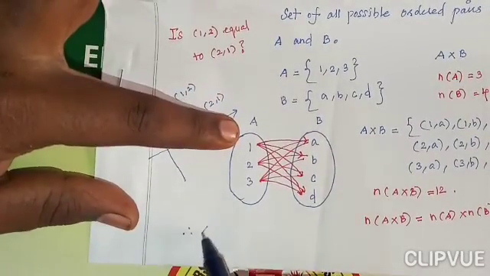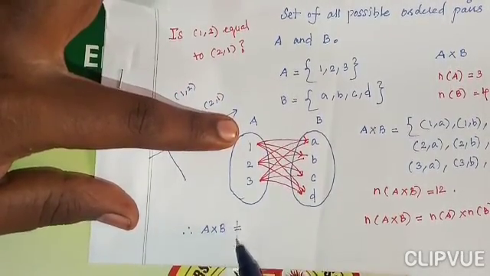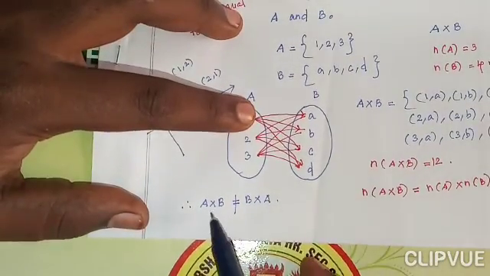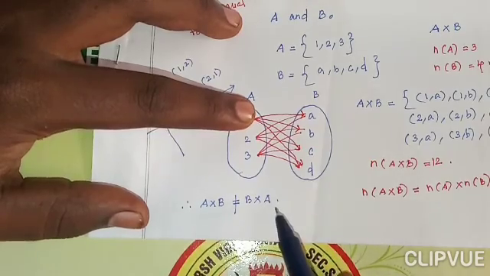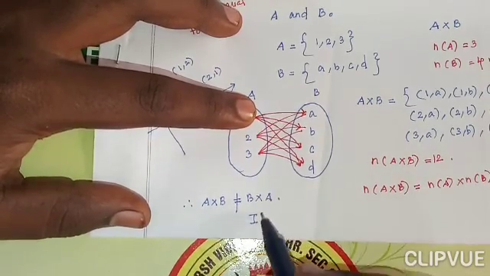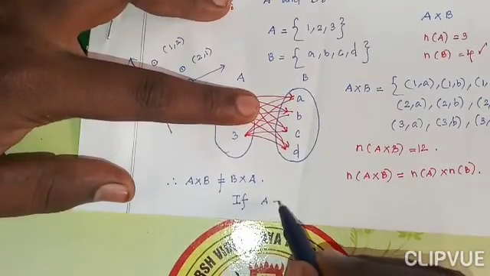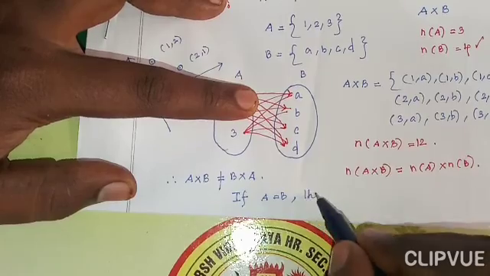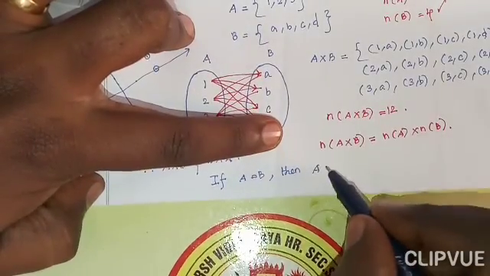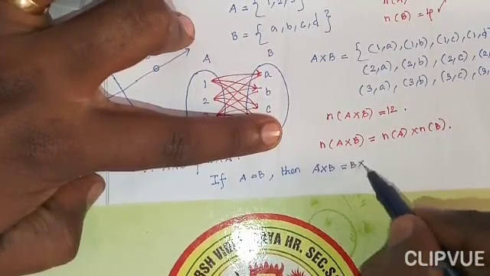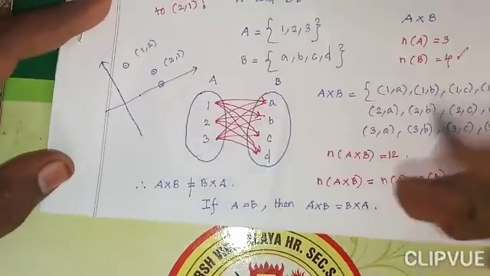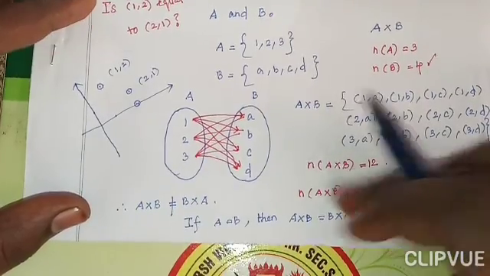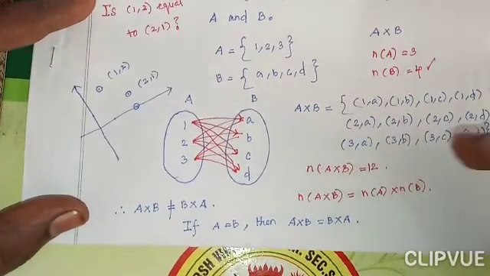one more important result: A cross B is not equal to B cross A. When are they equal? When A cross B equals B cross A, if A is equal to B, then A cross B equals B cross A. Yes, if the sets A and B are equal sets, then A cross B equals B cross A, otherwise they are not equal. I hope you understand.